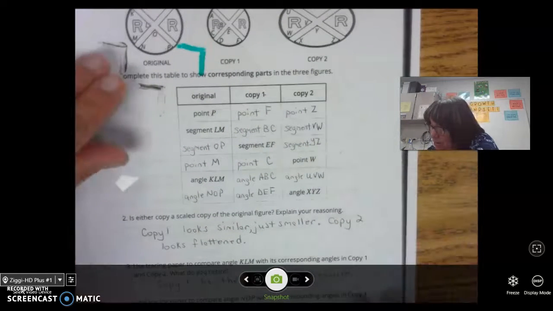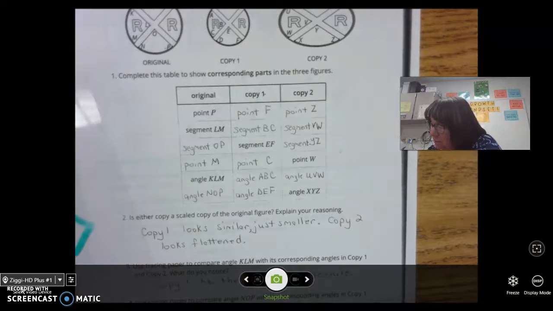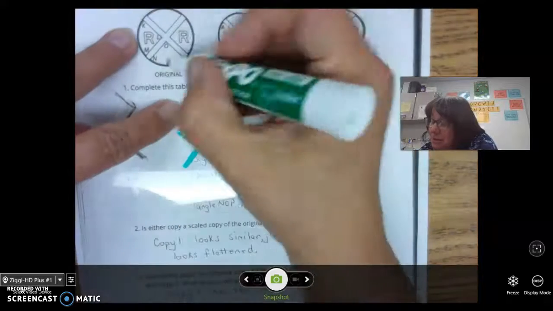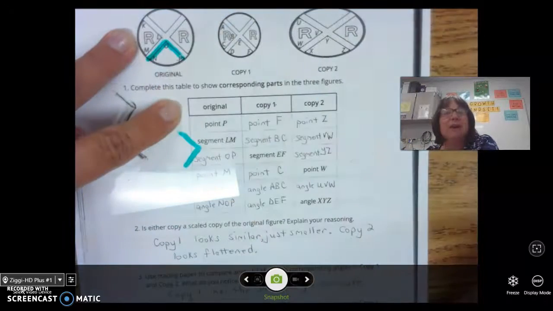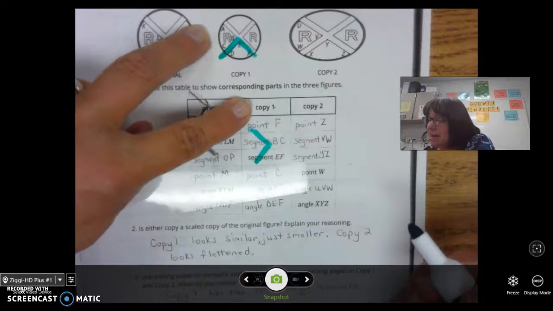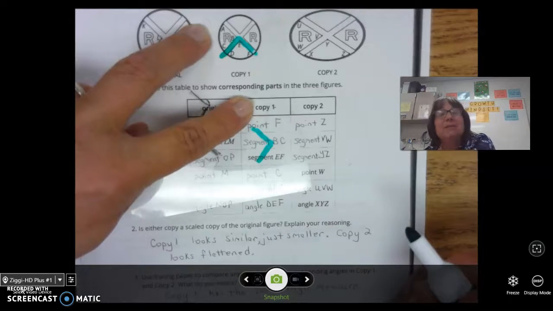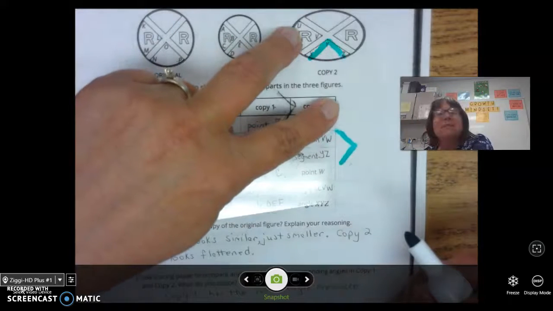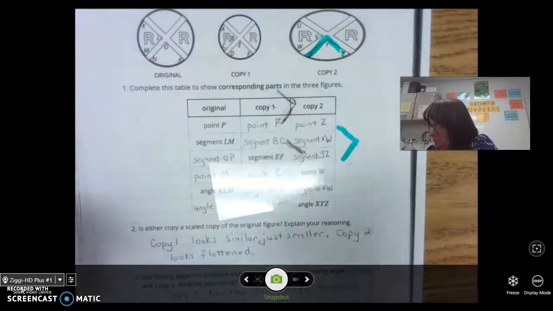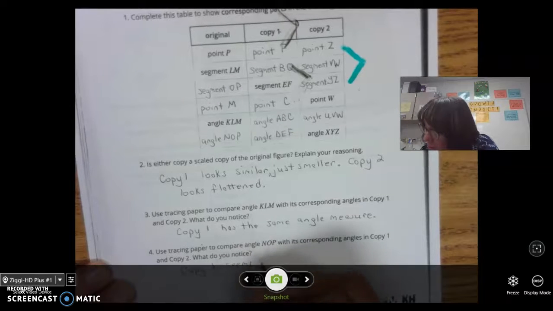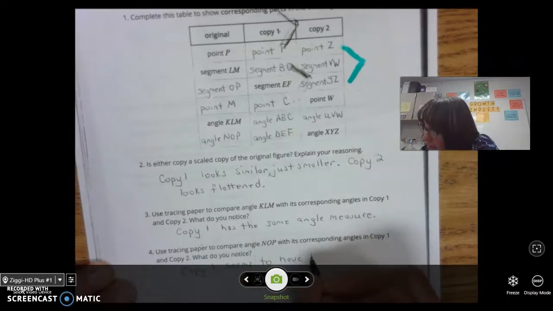Okay, and then it says use tracing paper to compare NOP. So I'm just going to take another piece of this. You can watch in the video. I've got NOP. When I move it over, is it the same as DEF? Yeah, it does look the same, doesn't it? But if I move it over here, does it look the same as XYZ? No, it looks smaller now. So copy 1 again seems to have the same measure.